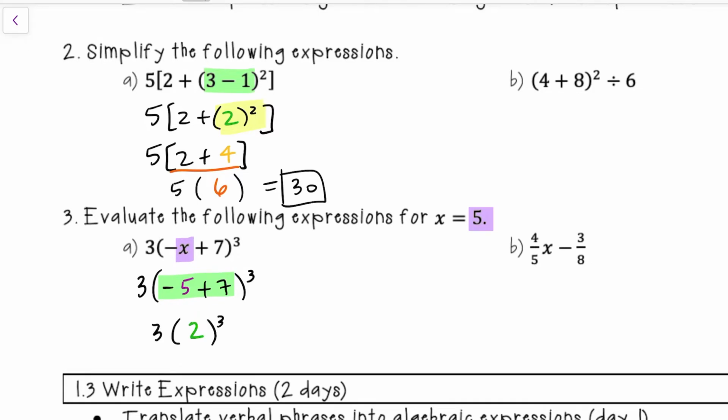So 3 times 2 cubed. Next we do those exponents. 2 cubed, we get 8. So we are taking 3 times 8 in order to get 24. There's our final answer.